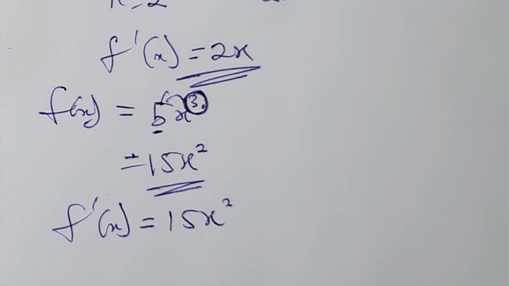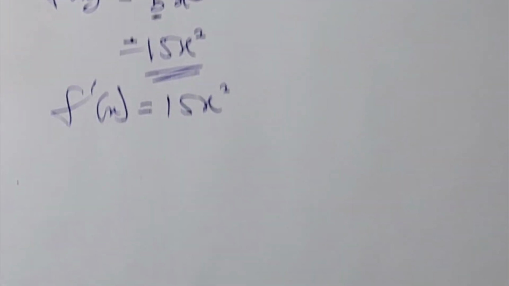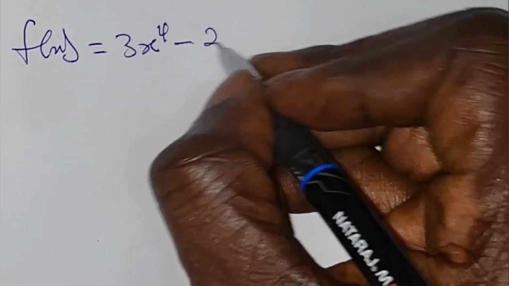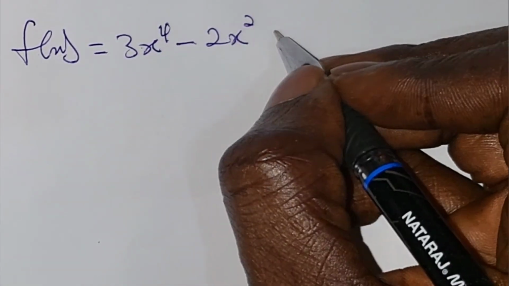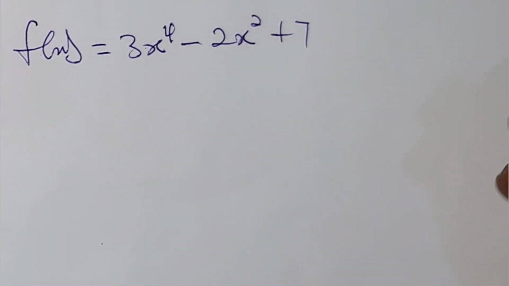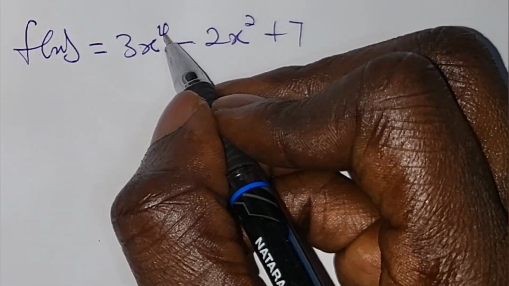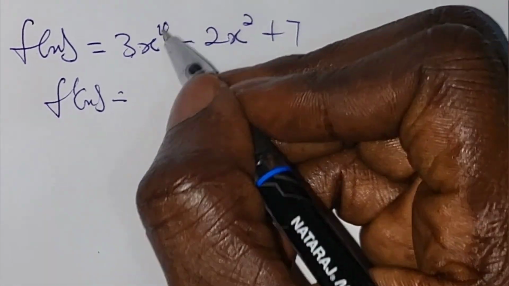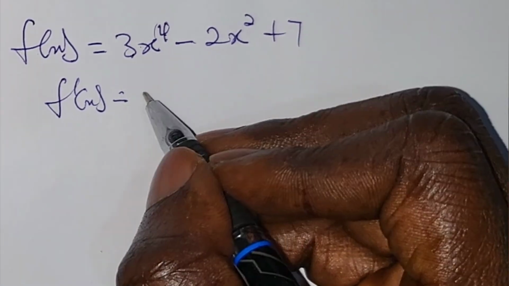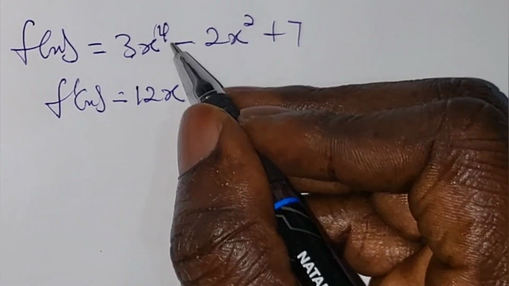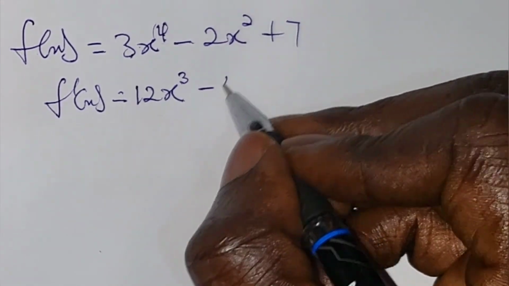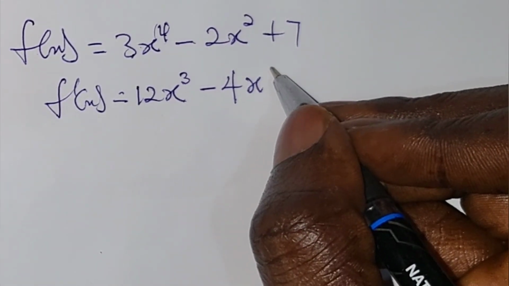Very simple. Now, what if you have a longer function? Let's say you have something like this: f of x is equal to 3x to the power of 4 minus 2x to the power of 2 plus 7. How do you differentiate this? Like we said, this becomes our n, this becomes our a. So f prime of x will be 4 multiplied by 3, that gives us 12x. Then we reduce the power by 1 and we get 3. Now 2 multiplied by 2 gives us 4x, and we reduce the power by 1 and then we get 1.